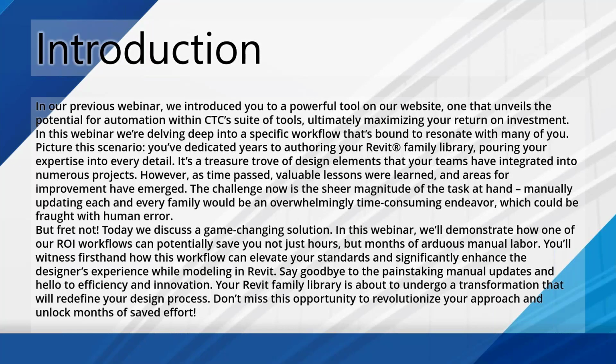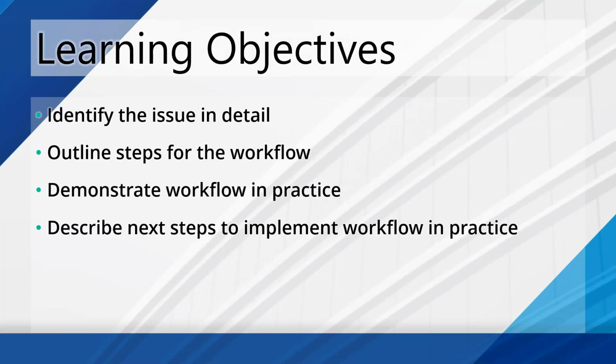The whole goal is to get rid of these manual processes and turn them into a much more automated and repeatable workflow into the future. We're going to go through 4 specific objectives. I want to talk about the issue that we run into in detail, demonstrating some of this from the ROI calculator. Then we'll outline the steps for doing the workflow by hand, and I'm going to show how we automate that. I'll demonstrate the workflow in practice so you can see how fast this can be. Then we'll talk next steps so you can understand how to implement this workflow directly into your company with the tools that are available. That's the whole goal today.